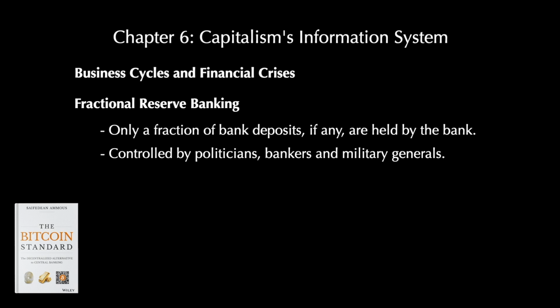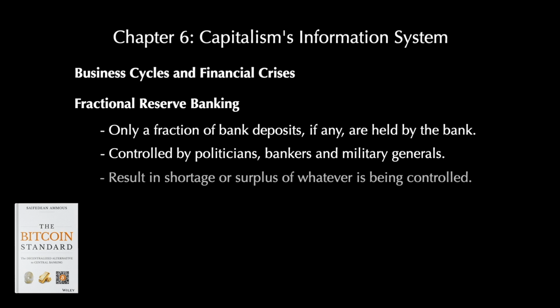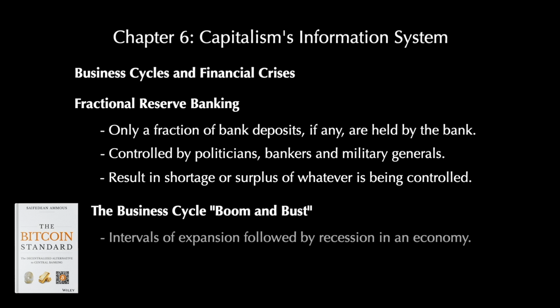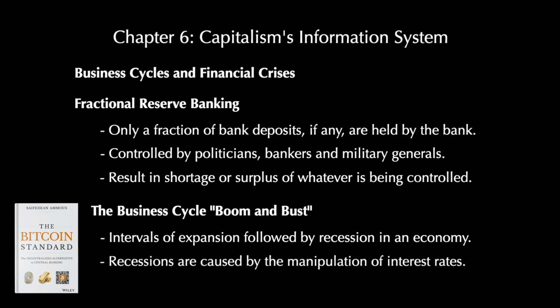These artificial price controls result in a shortage or surplus of whatever goods or capital are being controlled, which causes large losses to the entire society because of overproduction or underproduction. This is the root cause of what is known as the business cycle. Business cycles, also known as boom and bust cycles, are intervals of expansion followed by recession in economic activity. Recessions are caused by the manipulation of interest rates by central banks. This manipulation distorts the price signals that capitalists rely on to make decisions, leading to misallocation of resources and eventually to a recession. Whenever a government starts inflating the money supply, there are negative consequences.